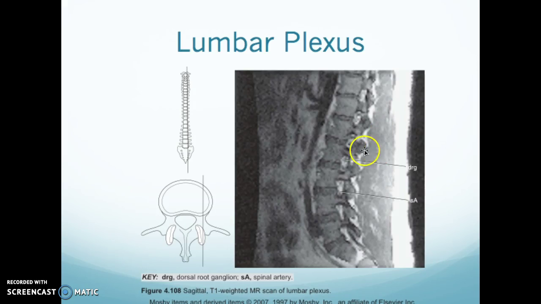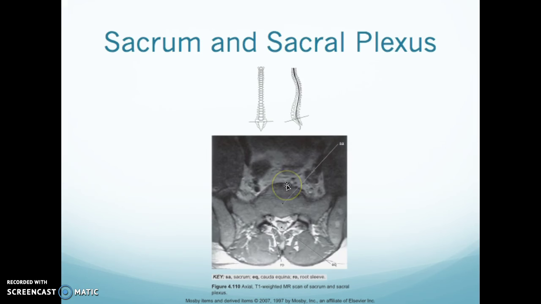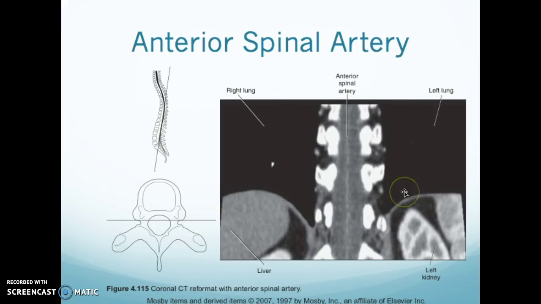So looking at this, your dorsal root ganglion, and then you have your spinal artery on the lower portion there. And this is a great image of your sciatic nerve coming down. So really big bundle there. This is your sacrum. This is your root sleeve with your cauda equina. And you have within your spinal cord, you've got your spinal artery. So you can see that right down the middle.